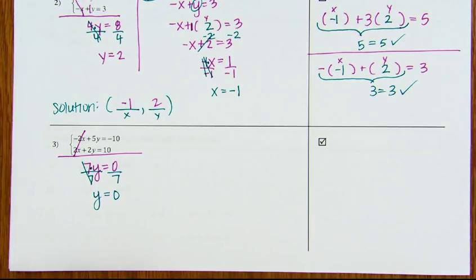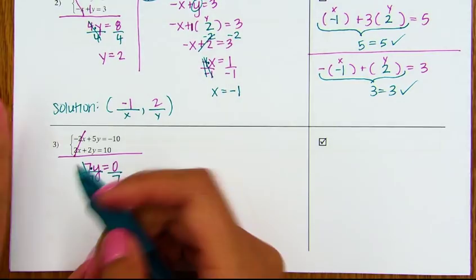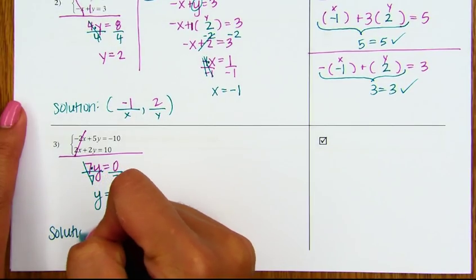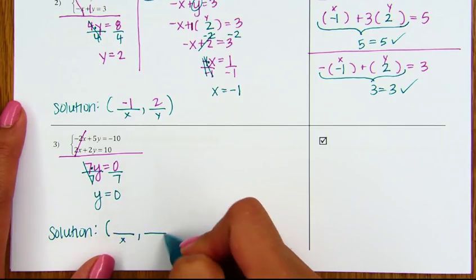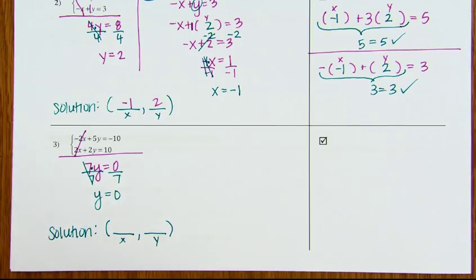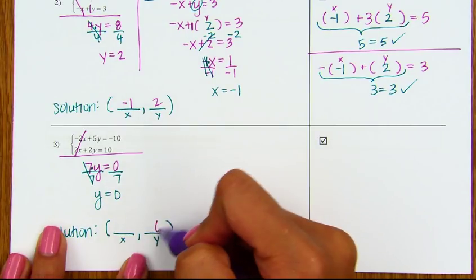So now that I have that, I could get my solution started, which I will do right now. As always, it's written as an ordered pair. X's are written first, Y's are written second, and I can go ahead and say Y is 0.